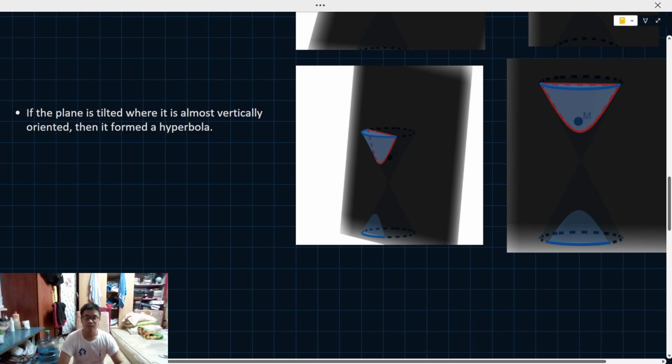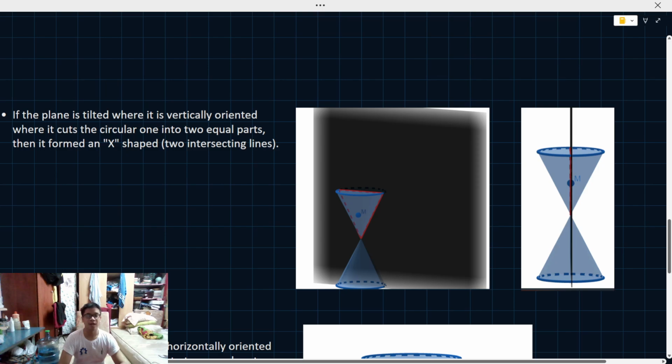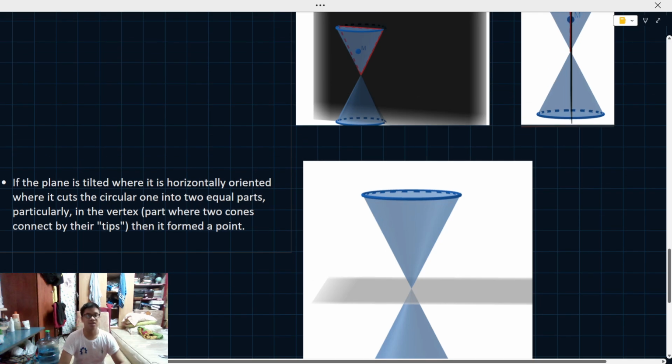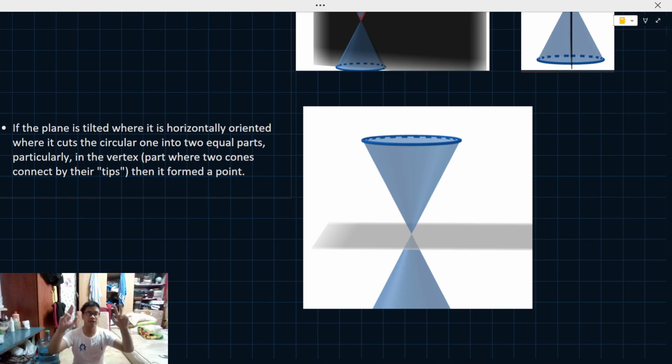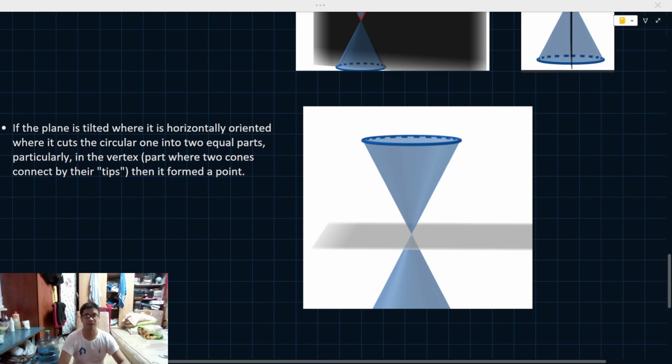Now, the degenerate cases. If the plane is tilted where it is vertically oriented, where it cuts the circular cone into two equal parts, then it forms an X shape, just like this. If the plane is tilted where it is horizontally oriented, where it cuts the circular cone into two equal parts, particularly at the vertex, the part where the two cones are connected by the tips, then it forms a point. So these are the degenerate cases.